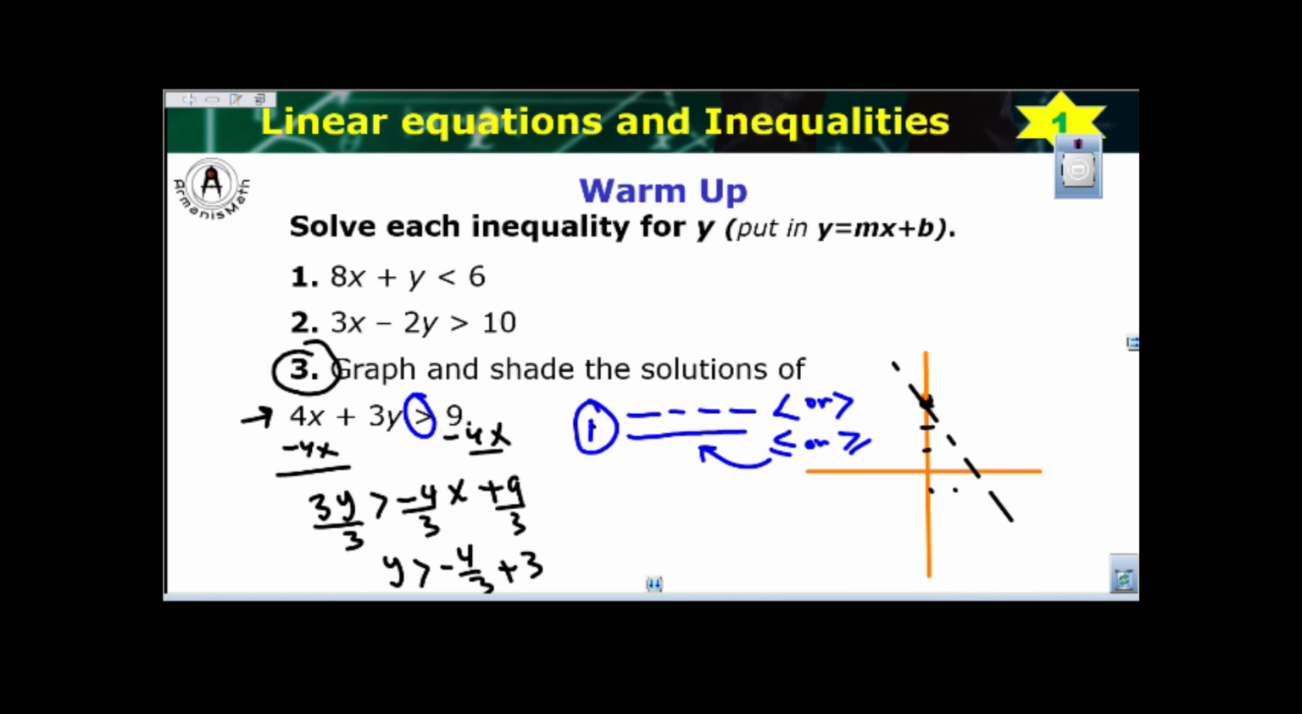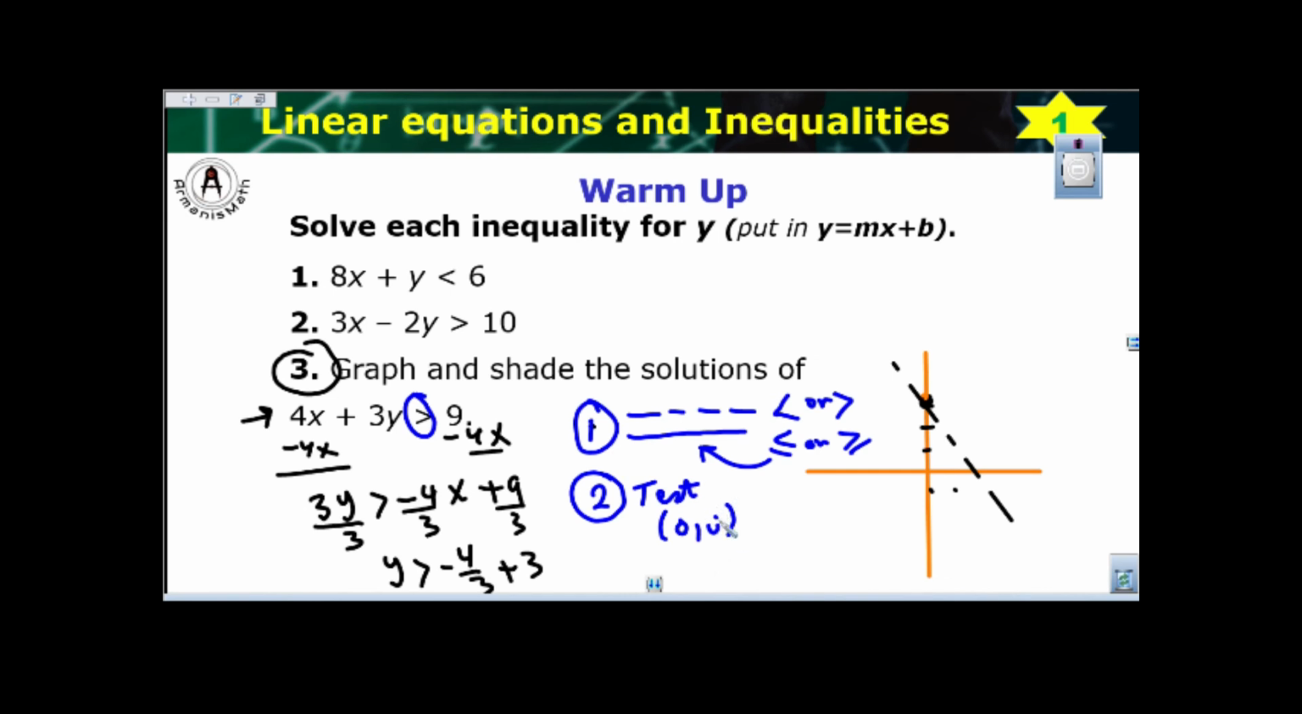The second decision you have to make, which is also important and which you don't have to do for equations, is the following. Where is the region of solution? Remember, you told us there's a region. There are multiple solutions, not just one. So you do this by actually testing a point. The easiest point to test is 0, 0. You don't have to test this point. I'm just saying that's the easiest to test.